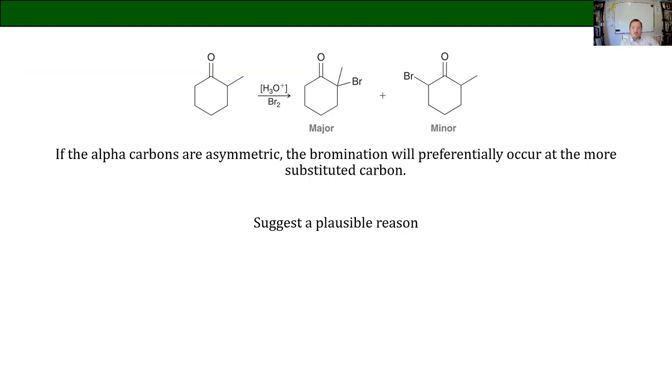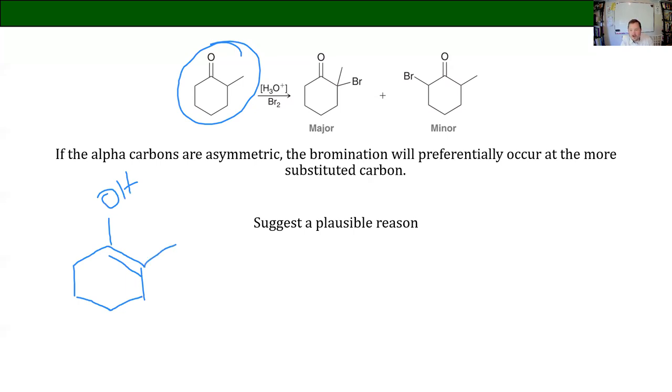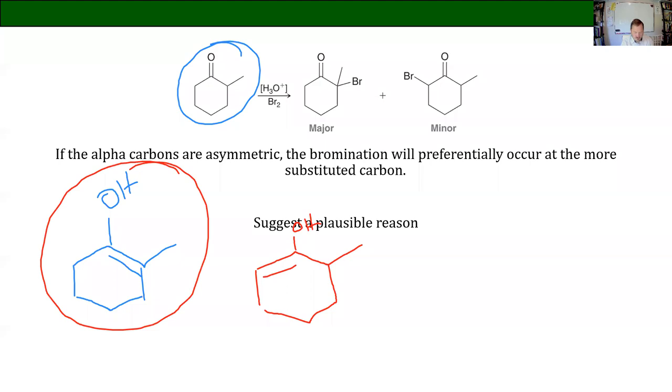Yes, the Zaitsev rule says that if you're going through an elimination reaction, you'll preferentially make the more substituted alkene. More substituted alkenes are more stable. So if we look at the two possible enols that we could make here, we could make the trisubstituted enol, or we could make the disubstituted enol. That one's more stable. So this is the enol that we're making as our intermediate. That's the structure that we're going to wind up brominating. We will see less of this one.